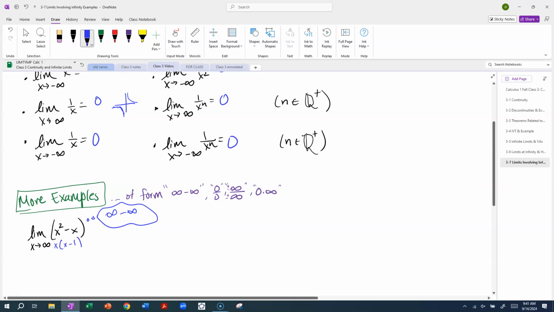So if we factor this, it's x times x minus 1, right? So we know it's a parabola. It has zeros at 1 and 0, so it looks something like this, right? So if I can imagine what the graph looks like, then in this case, by its end behavior, because that's really what the limit as x approaches infinity is asking for, it's just infinity, okay? And so using a graph might help.